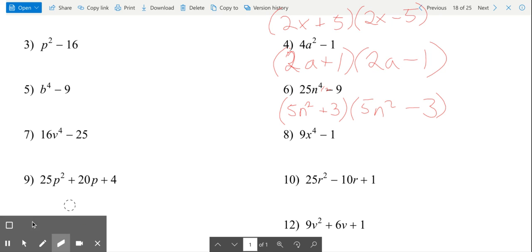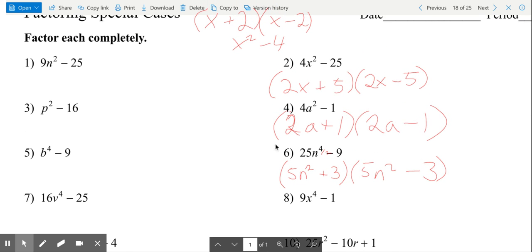So really the main thing is just recognizing that it's a difference of squares and then taking the square root of each one and writing it out in this format because it will always be this format.